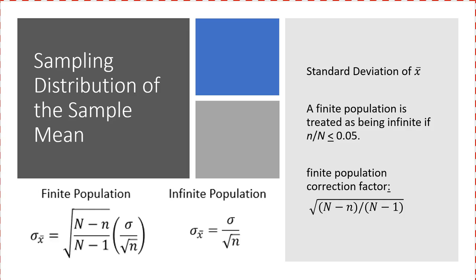So when you're determining the standard deviation of X bar, you have two different formulas that you need to choose from, and it really depends on how big your sample is. The one you choose is based on whether or not you classify your population as infinite or finite. Basically, a finite population is a population where the proportion of the sample size out of the population size is going to be less than or equal to 0.05.